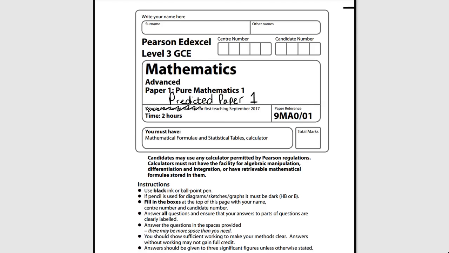Like always, I'd love to hear your feedback regarding the questions, if you make it all the way to the end. How did you find the paper? Hopefully it wasn't too easy, it wasn't too hard, but a nice balance of easy and challenging questions. So that should sum everything up. Let's jump into this predicted paper 1 for the A-Level Maths exams for 2022.